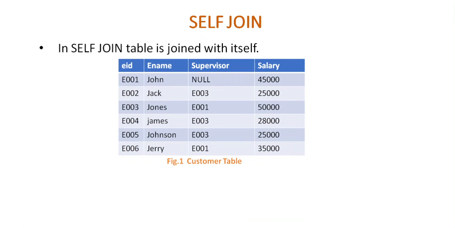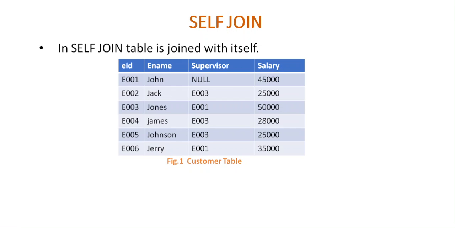See, here we have a customer table. In the customer table we have employee ID, employee name, supervisor name and salary. Now what is the information stored in this table? We have the employee ID, the name of the employee, and the name of the supervisor to whom that employee is reporting. As you can see, employee E001 does not have any supervisor. Employee E002 has supervisor E003. Now who is E003? It is John.